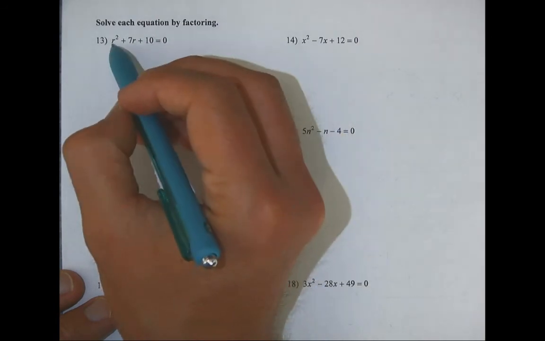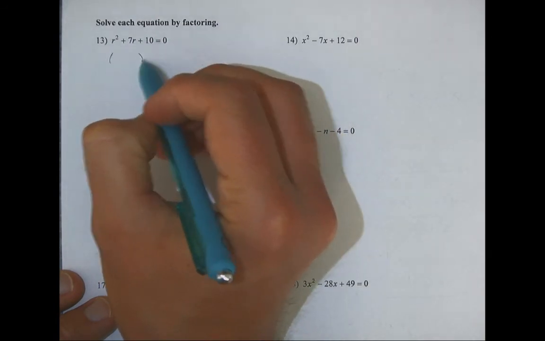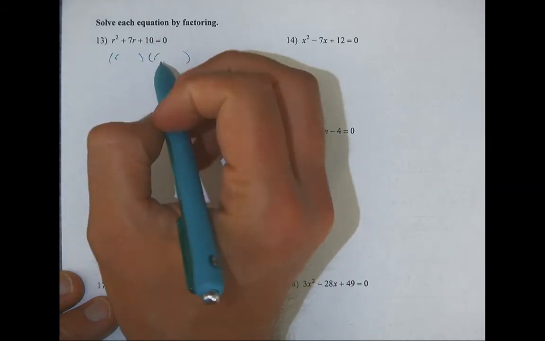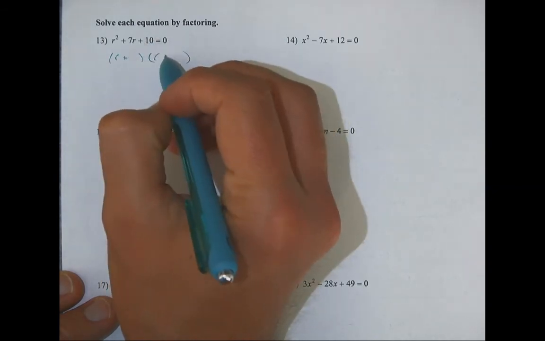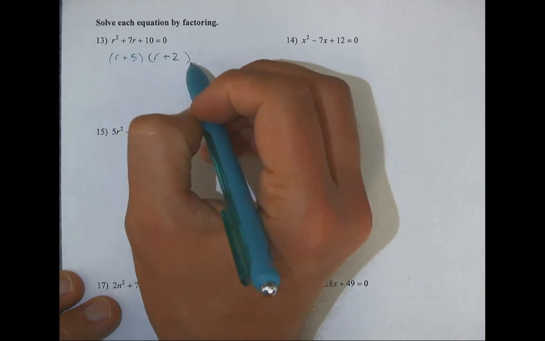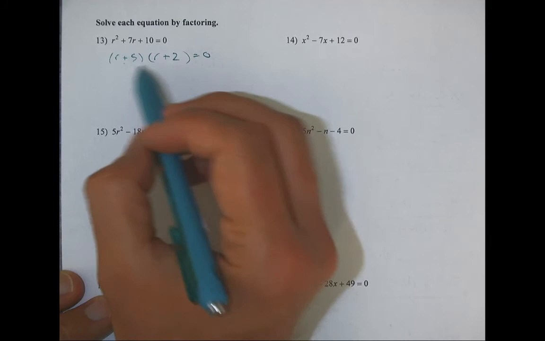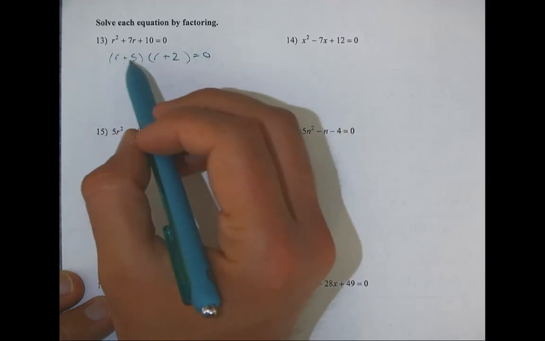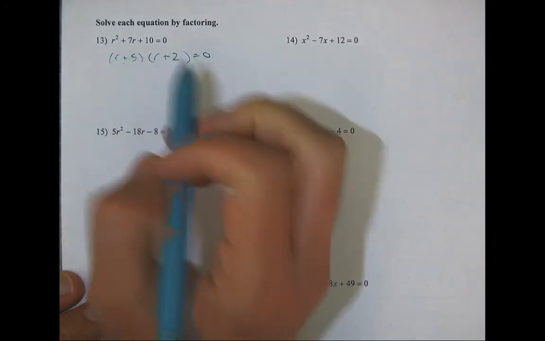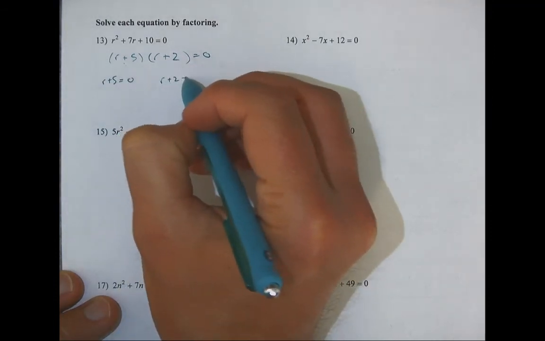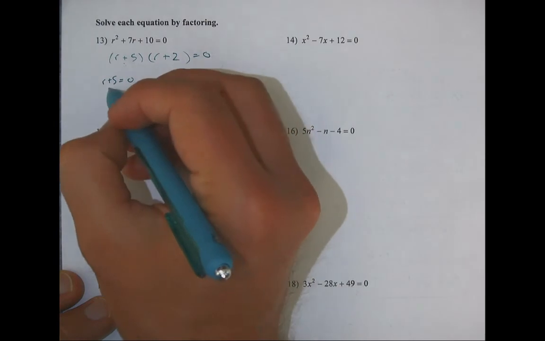So easy one to start because I don't have a leading coefficient. It's just r times r. Factors of 10 that add up to 7, they're both going to be positive. So it's 5 and 2. 5 times 2 is 10. They add up to 7. And then I just set these equal to 0. I need this whole quantity to equal 0 so that when I multiply, I get 0. So r plus 5 could equal 0, or r plus 2 could equal 0. Just figure out what r is.